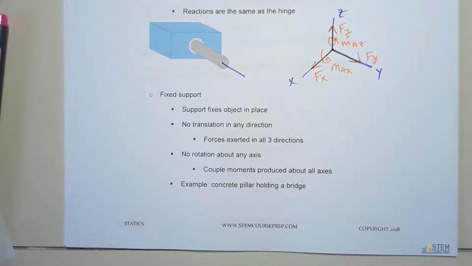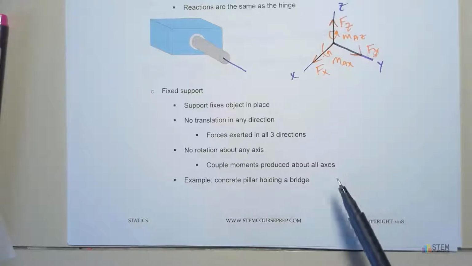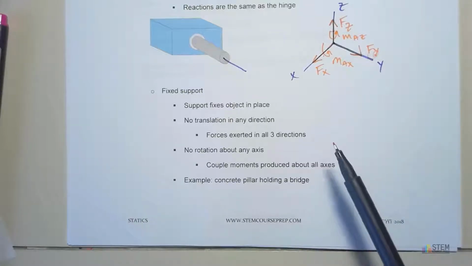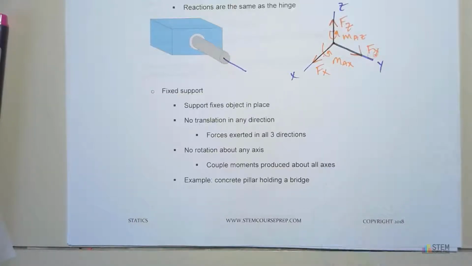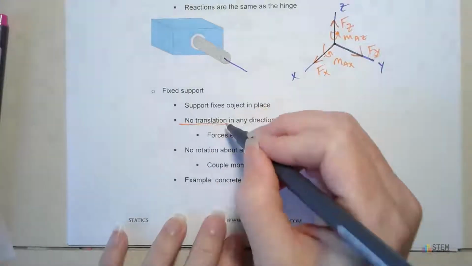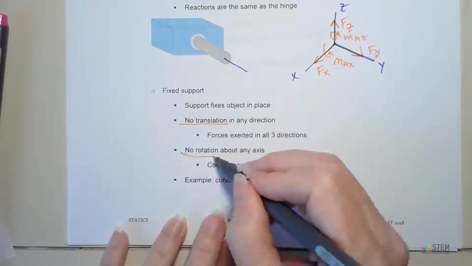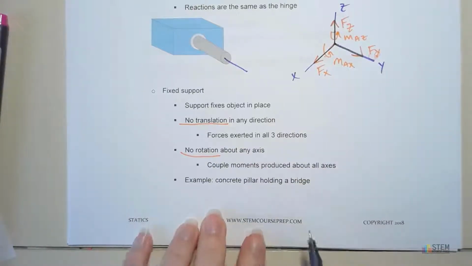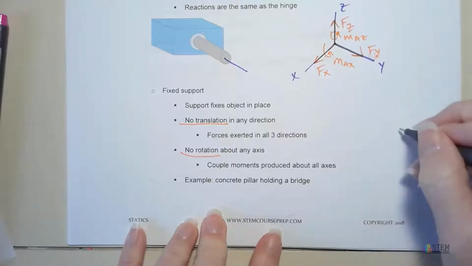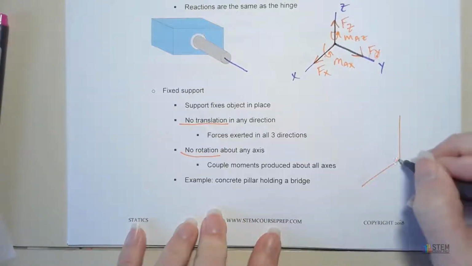And next one, let's look at the fixed support. This will be our last one. There are other ones, but these are the main ones that we'll talk about. The fixed support, we've talked about that before. In the previous 2D examples, we talked about a welded support. So basically it fixes the object in place so that it can have no motion of any kind at all. We're not going to have any translation at all, and we're not going to have any rotation. The example I put here is we have a concrete pillar that's holding up a bridge.